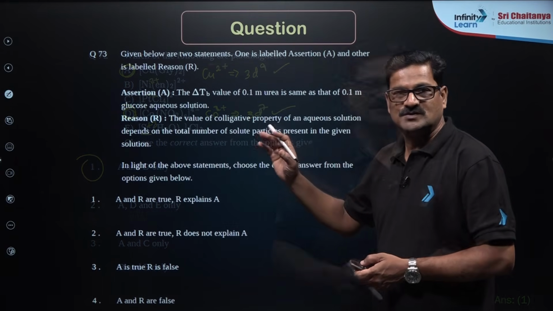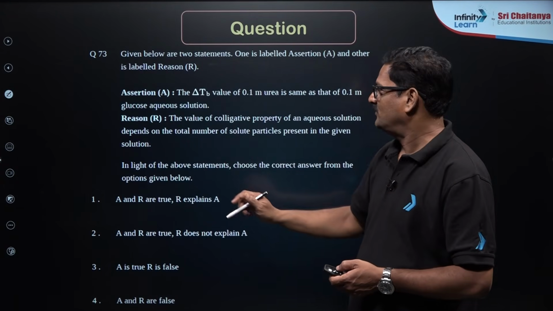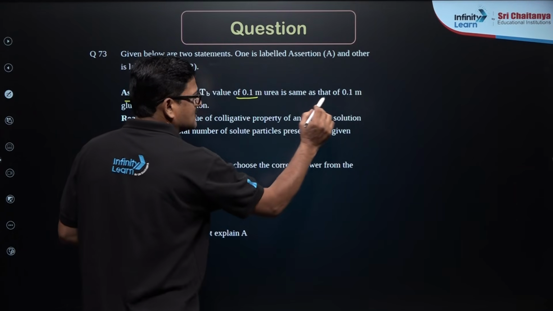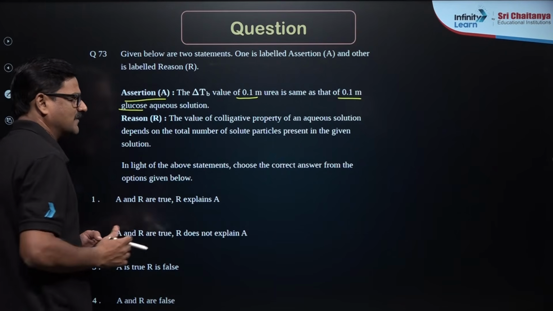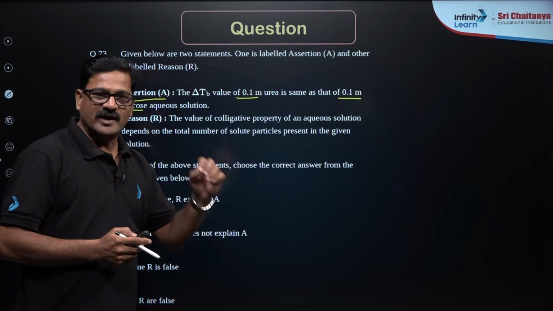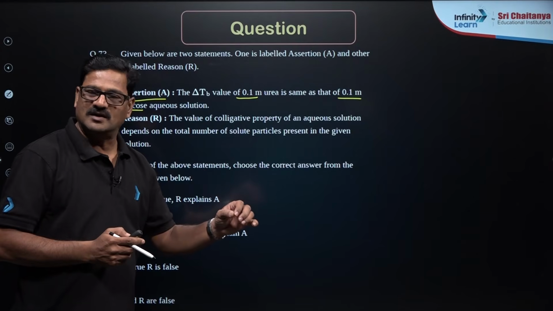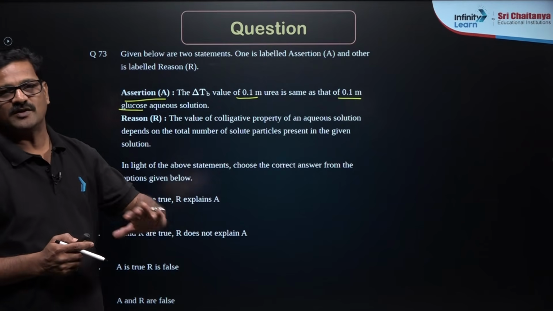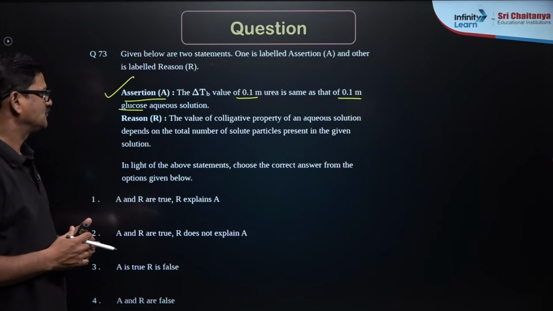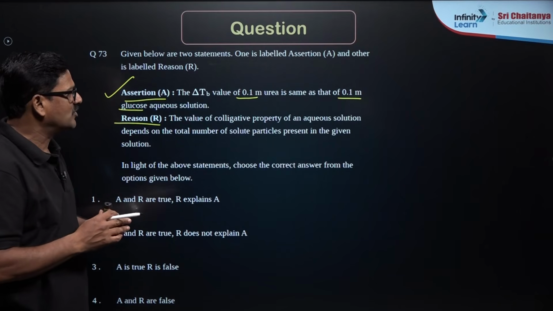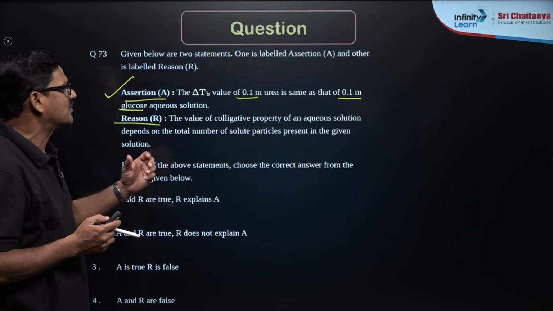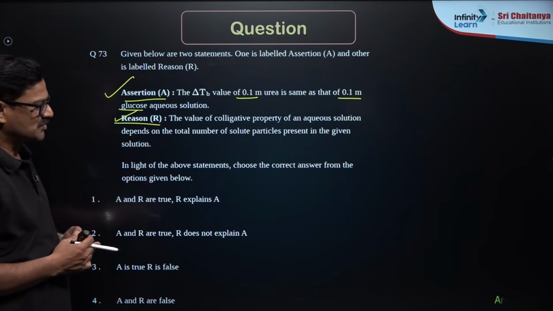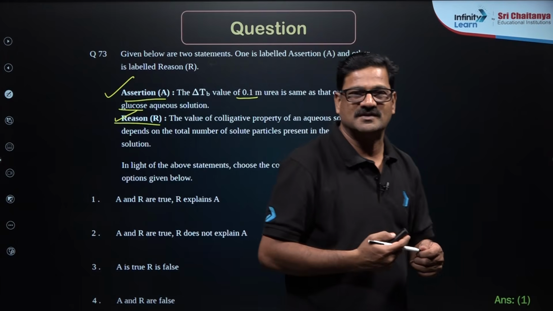Students, here is the question. Assertion, reason type. Assertion: delta Tb value of 0.1 molar urea is the same as that of 0.1 molar glucose solution. So colligative properties are dependent on the molality. As long as molality is constant, irrespective of the chemical nature, the colligative property is constant. So the assertion is correct. And the reason: the value of a colligative property of an aqueous solution depends on the total number of solute particles. That is what it is explaining, and R explains the assertion. So answer 1 is the correct answer for this question.